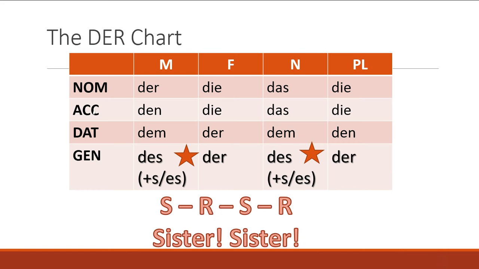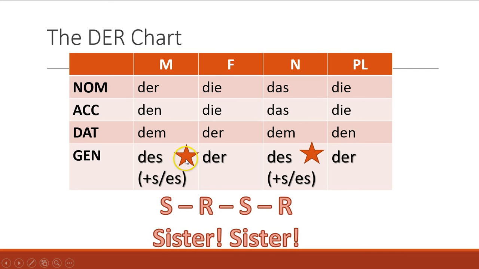So let's go back to how we got "of the teacher." We've looked at nominative, accusative, and dative. You should be quite familiar with der, die, das, die, den, die, das, die, dem, der, dem, den. So our last case here, for genitive, is des, der, des, der. My memory trick is "sister, sister." You could also think of it in Spanish as "señor, señor."